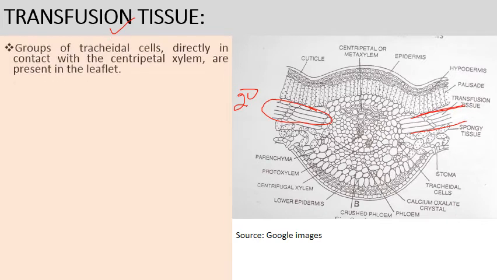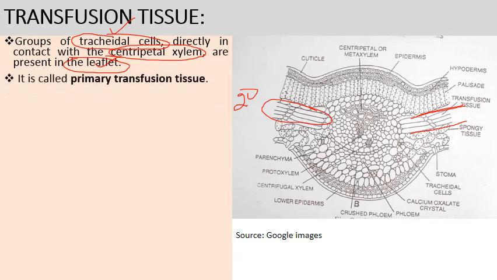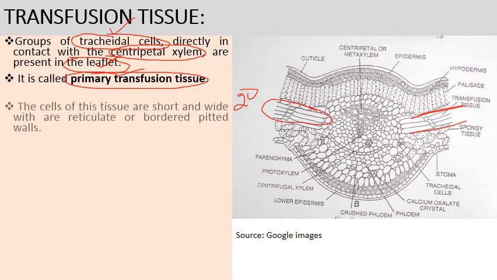lateral conduction of water. So it is a group of tracheal cells directly in contact with the centripetal xylem and are present in the leaflet. So gymnosperms के leaflet की ये special feature है, they contain this transfusion tissue and it is called primary transfusion tissue. So leaflet में जो tissue present होता है उसको कहा जाता है primary transfusion tissue.